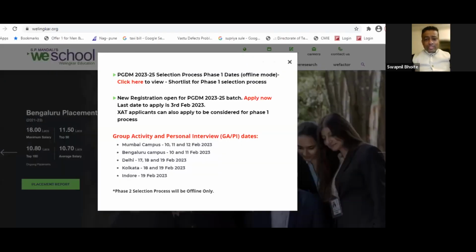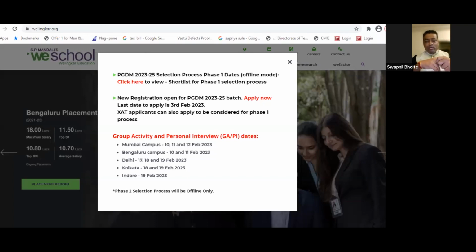So we'll also try and look at the questions which are coming. Before that, this group activity and personal interview is going to happen in 5 cities: Mumbai, Bangalore, Delhi, Calcutta, and Indore. Mumbai is starting on 10th and will go up to 12th. Bangalore is 10th and 11th, 2 days. Delhi is 17, 18, 19. Calcutta is 18 and 19. Indore is 19 February only.